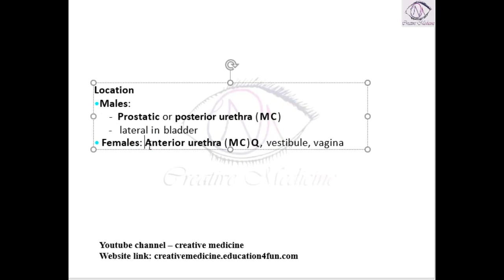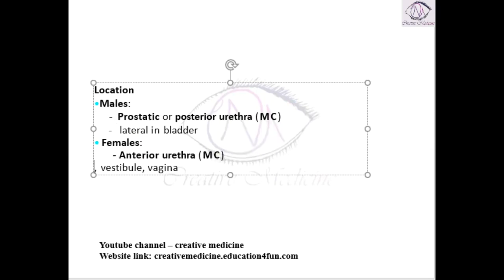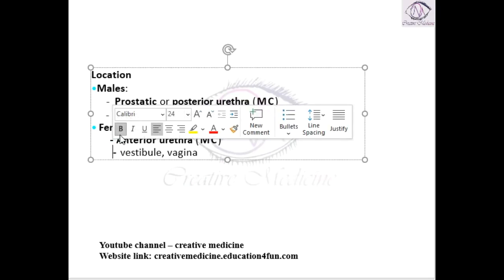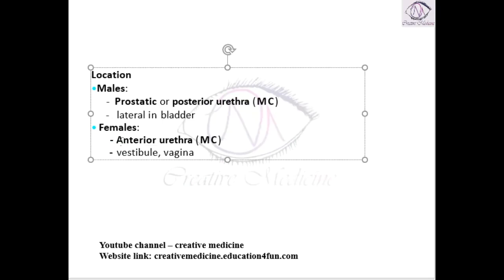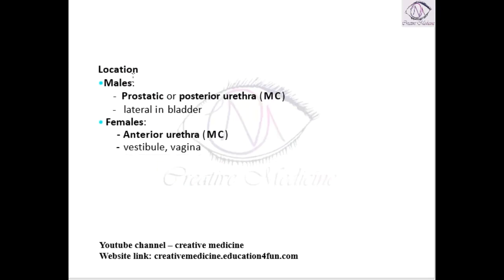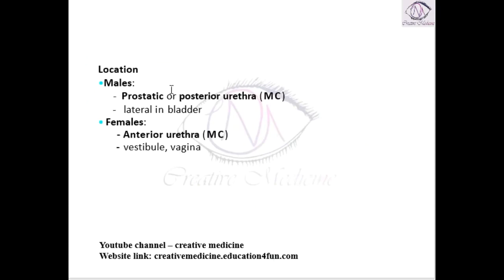And if the ectopic ureteric orifice is seen in females, it is seen in the anterior urethra more commonly, or it can be seen in the vestibule or vagina. So if you see the location in males, the ectopic ureteral orifice is present in the prostatic or posterior urethra.